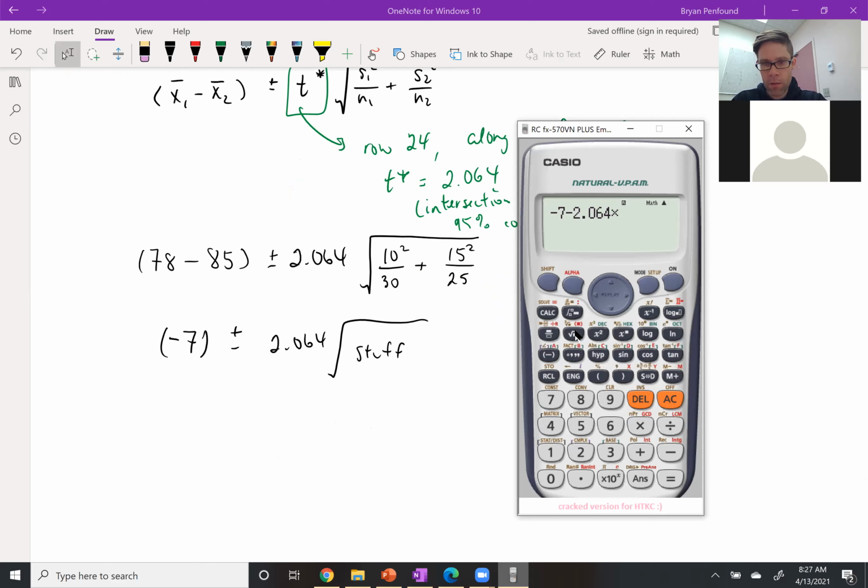2.064 times the square root. Under the square root, we're going to have a fraction plus a fraction. 10 squared is 100. 30. And I don't know what 15 squared is off the top of my head, so 15 squared over 25. That should do the trick. I think that's going to be what we need. -7 minus the thing. Yep, boom. -14.24.